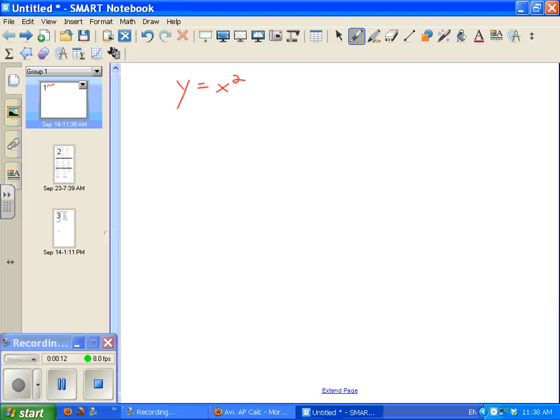Okay, if I want to take the derivative of this, right now we have to go the limit as change in x goes to 0 of x plus change in x squared minus the function all over change in x, right? And so I get the limit as change in x goes to 0 of x plus change in x, and I have to FOIL this out.